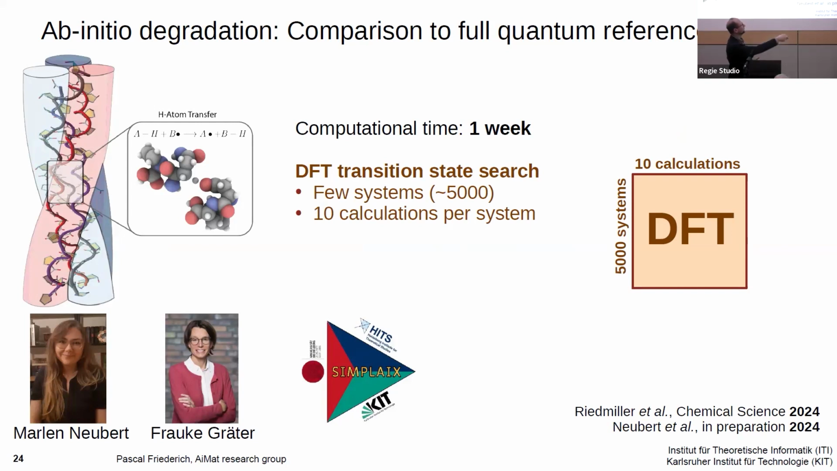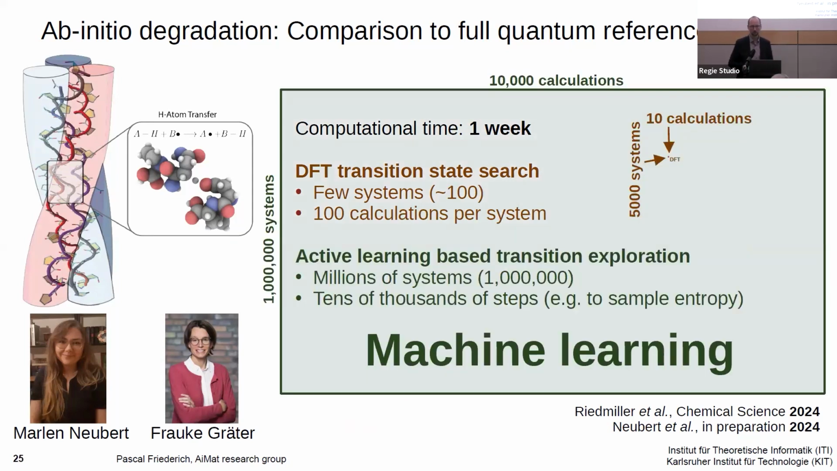We can look at a few systems, maybe 5,000 systems. So we select a couple of dipeptides and look at maybe in 10 calculations, how the hydrogen atom is moving from one side to the other. So we are exploring that square of 10 calculations times 5,000 systems. And if we now train a model on this data, and use the machine learning model, then we can expand that. We can go to 1 million or even multiple millions of systems. So that's represented by this green box now here.